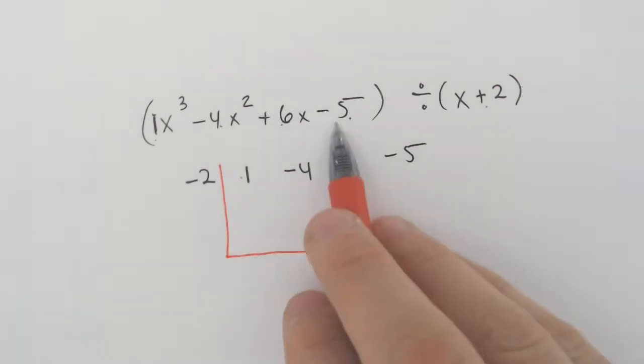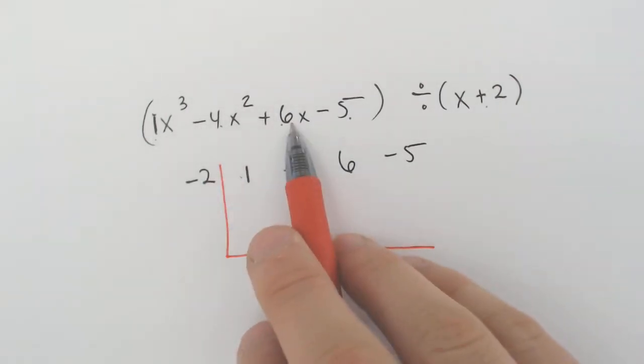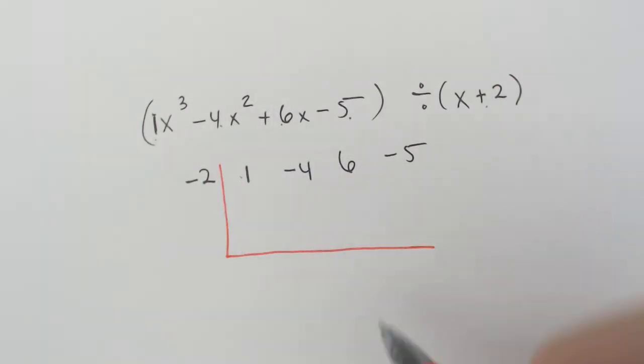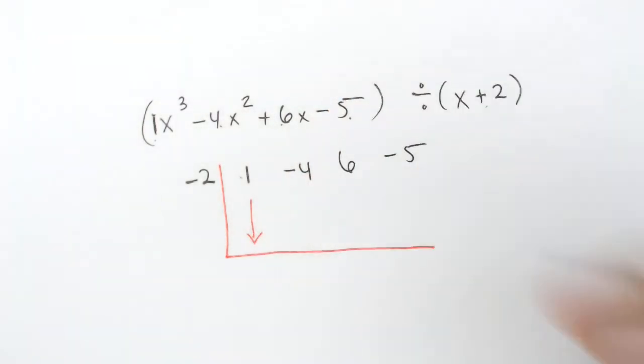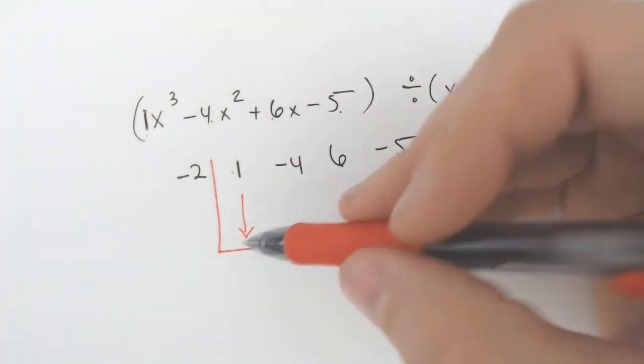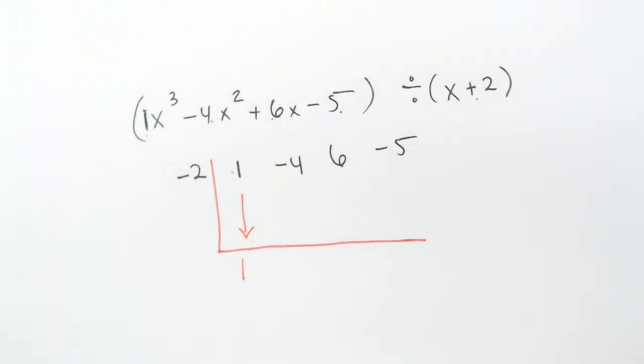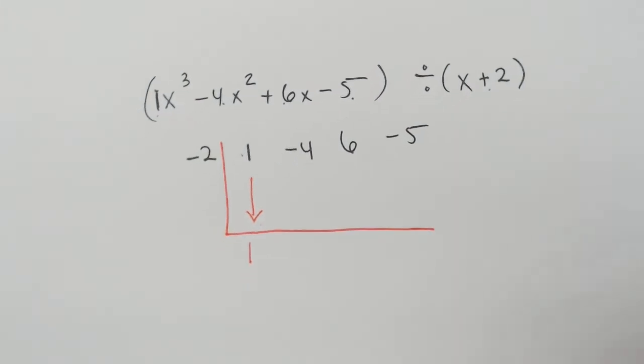If you were missing a term, if we jumped straight from x to the third to x, you would have to put in a 0. So if you're ever missing a term, you've got to put in a 0 for that. You bring the first number down.